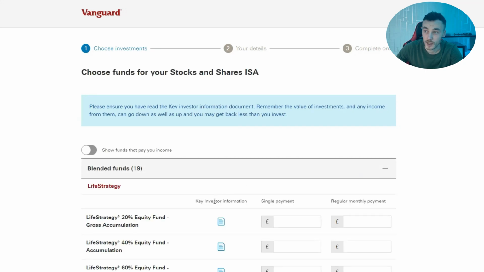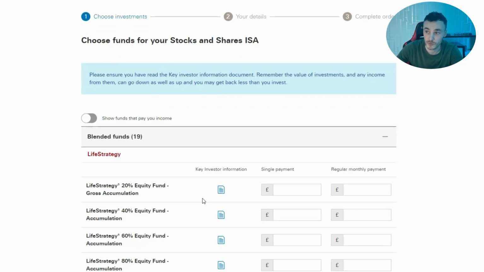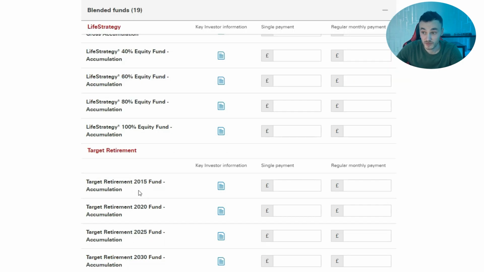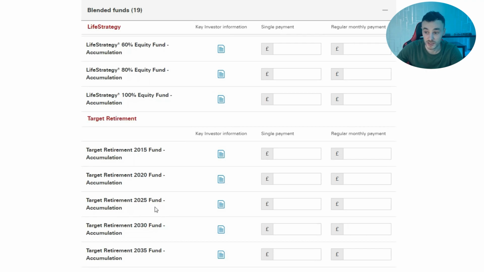In this category are the life strategy funds and target retirement funds. The life strategy funds are a combination of stocks and bonds and are considered a single fund portfolio. A target retirement fund is a pre-made investment portfolio and is designed for retirement. You simply choose when you're planning to retire, and the fund automatically adjusts the number of shares and bonds as you get closer to retirement, gradually moving towards safer options.